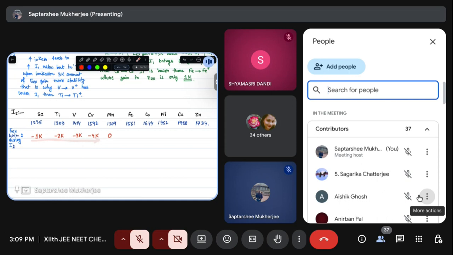If exchange energy is lost upon ionization, should I be expecting increase in ionization enthalpy or decrease in ionization enthalpy? Increase, because Z effective is not entering. Correct. That means that is the reason you see scandium to titanium increase, titanium to vanadium increase, vanadium to chromium increase. But then all of a sudden manganese decreased. Why so? Because here there is no exchange energy loss.